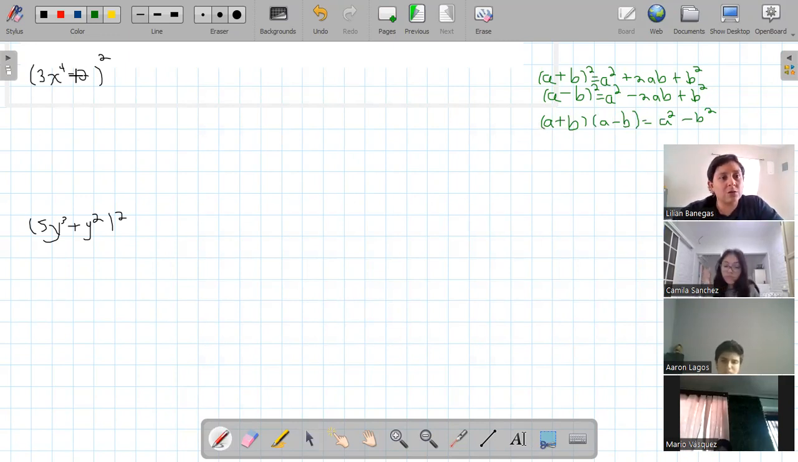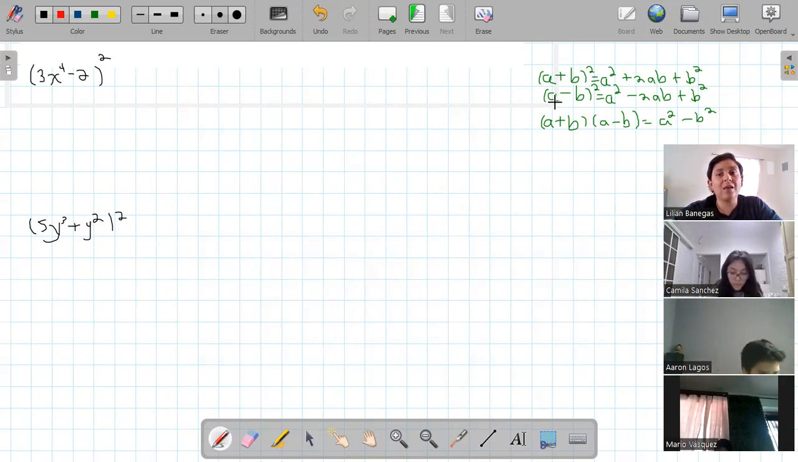So for this exercise, what formula should I be using? Formula 1, 2, or 3? Formula 2. Very good.